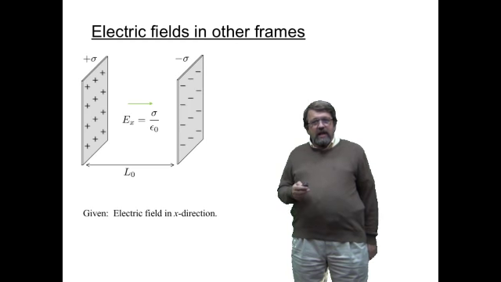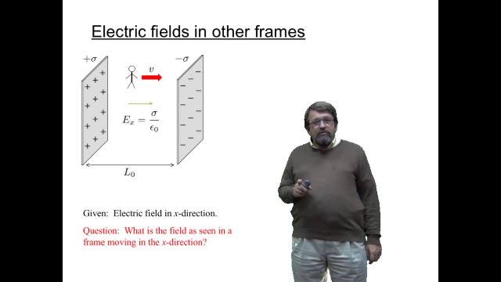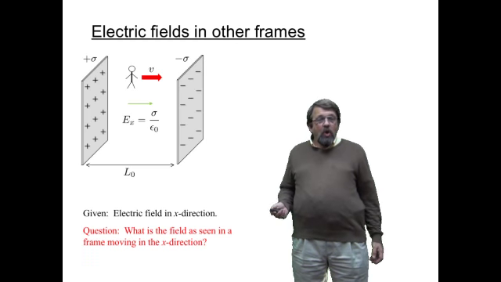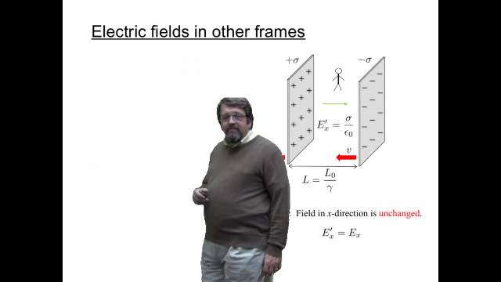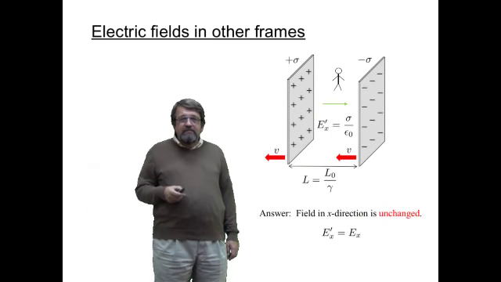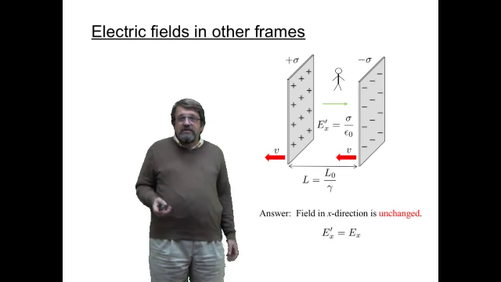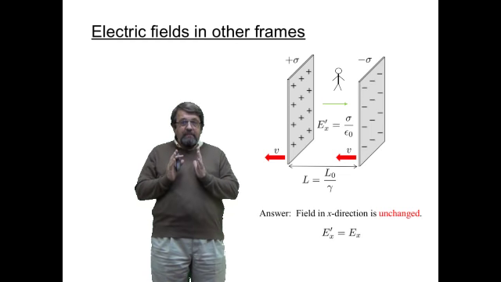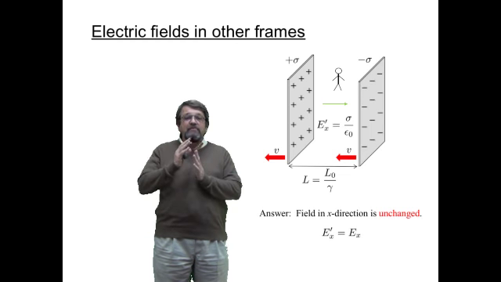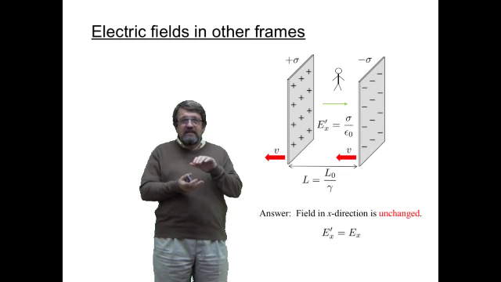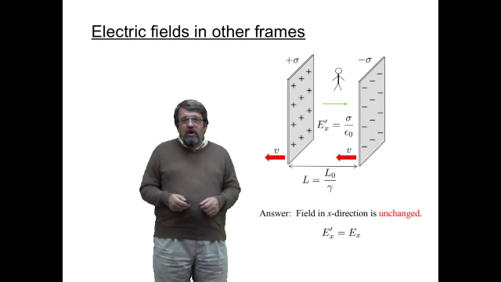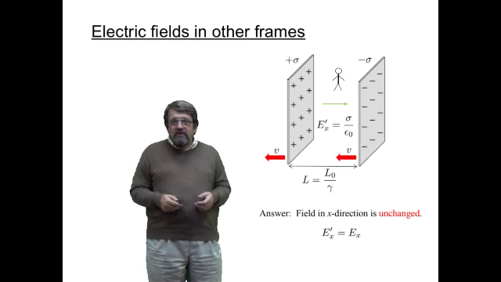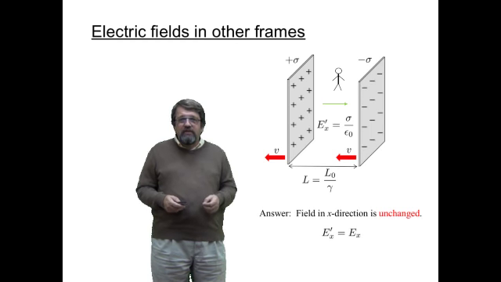What does this situation look like to an observer that is moving in the x direction at a speed v? What field does that observer see? Well, the answer is that that observer actually sees a field that's pretty much the same. Although the two plates appear to be closer together, they still have the same charge density because the sizes of the plates, perpendicular to that direction of motion, are unchanged. And so with the same surface charge density, we get the same electric field between the plates. The x component of the electric field looks no different to the observer that is moving in the x direction.